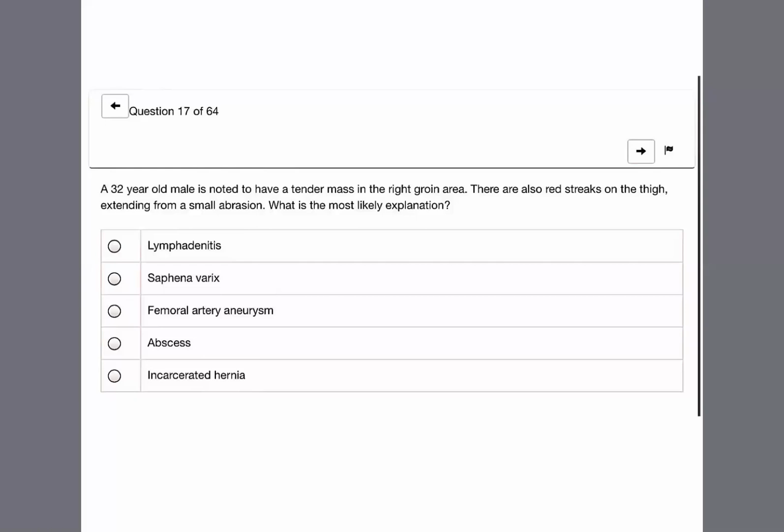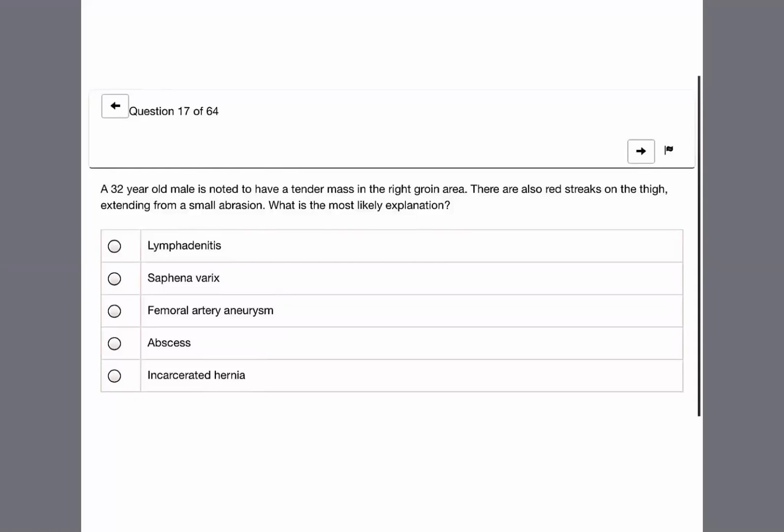A 32-year-old male is noted to have a tender mass in the right groin area. There are also red streaks on the thigh extending from a small abrasion. What is the most likely explanation? Lymphadenitis, saphenous varix, femoral artery aneurysm, abscess, or incarcerated hernia. I suspect it is A, lymphadenitis.